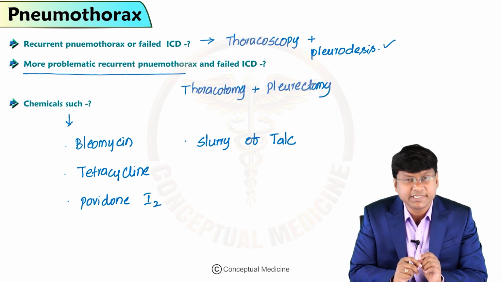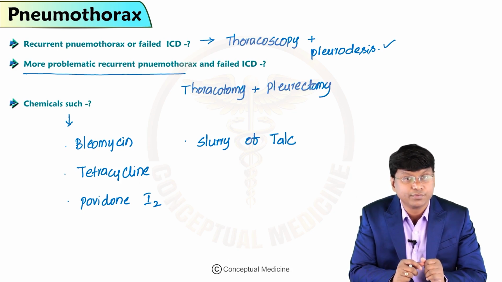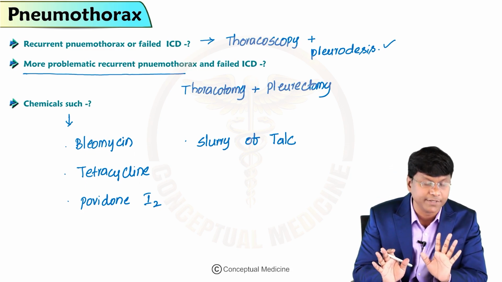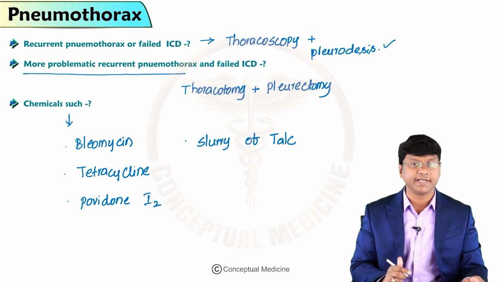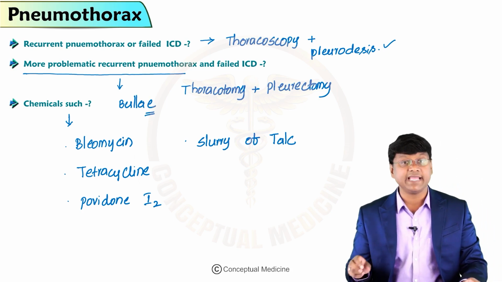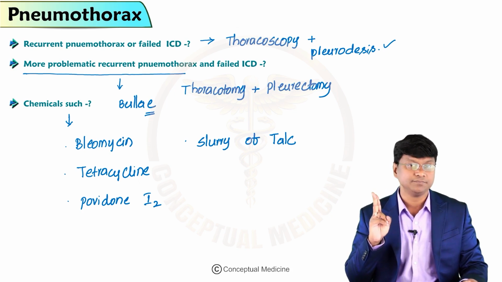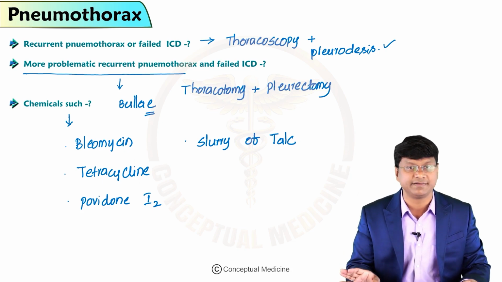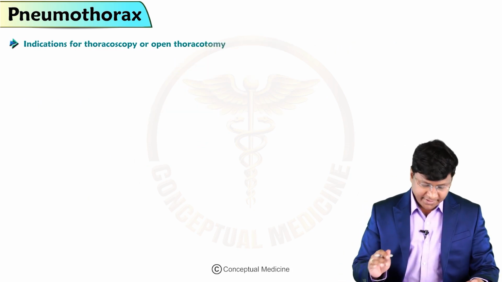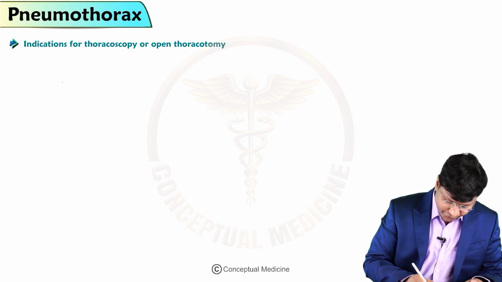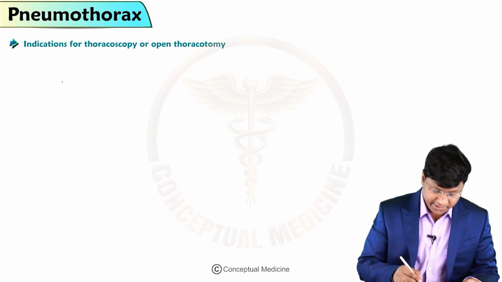Then, what are the scenarios where you have to do this pleurectomy apart from more problematic recurrent pneumothorax? Let me tell you where you can have this recurrent pneumothorax. You can have it if there is presence of an emphysematous bulla, and this emphysematous bulla has to be resected out by doing thoracotomy. Otherwise, you will have continuous recurrent pneumothorax. So finally, let me tell you the indications for thoracoscopy or open thoracotomy. First and foremost, very important, recurrences of spontaneous pneumothorax.